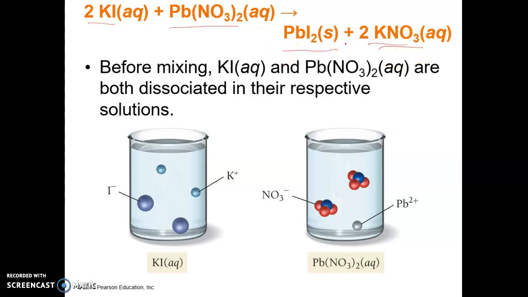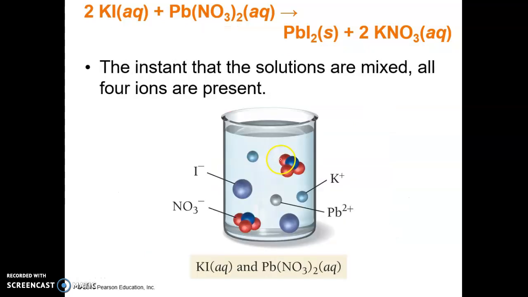If you were to look at the solubility rules, you would find that lead 2 iodide is in fact insoluble, so that is why we have solid here, so this is a precipitate. So what happens is you start with an aqueous solution of potassium iodide and an aqueous solution of lead 2 nitrate, and you're going to mix those together. When you mix them together, right away, before anything happens, you're going to have all of these little ions together, and then they're going to swarm and figure out who they are going to mix with.